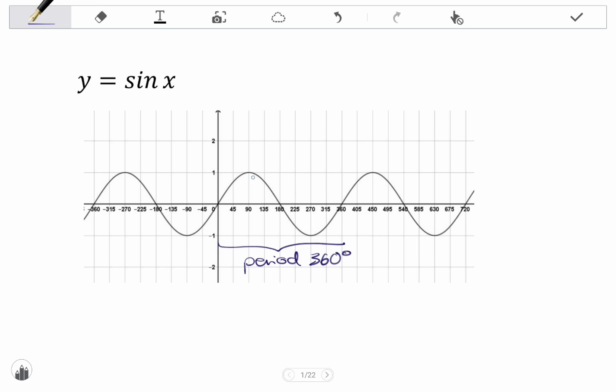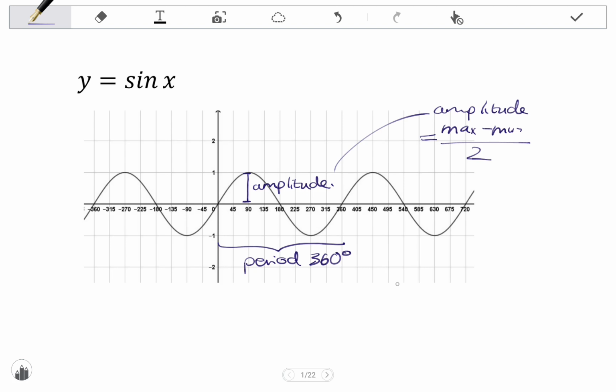The other concept is amplitude. Now amplitude we see as the measurement between the midline of the graph, which in this case is the x-axis, and the height of the graph. Okay, but when we calculate amplitude, amplitude is actually the maximum value minus the minimum value, which we divide by 2. So it is half of the difference between the maximum and the minimum value.